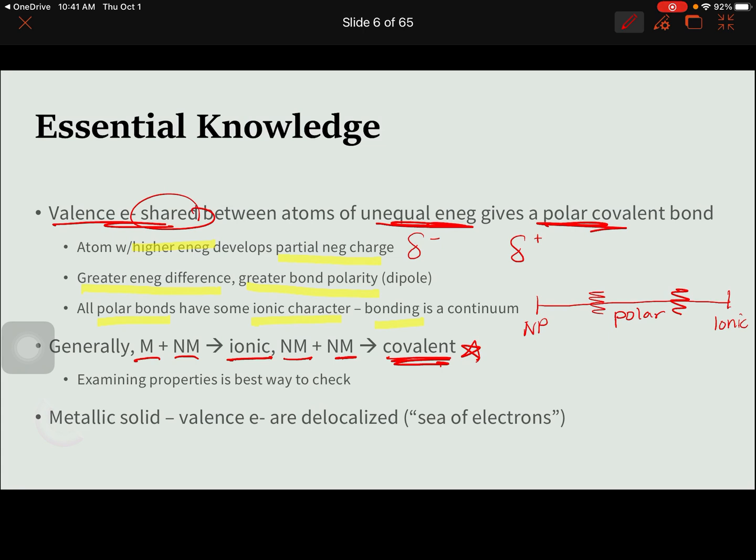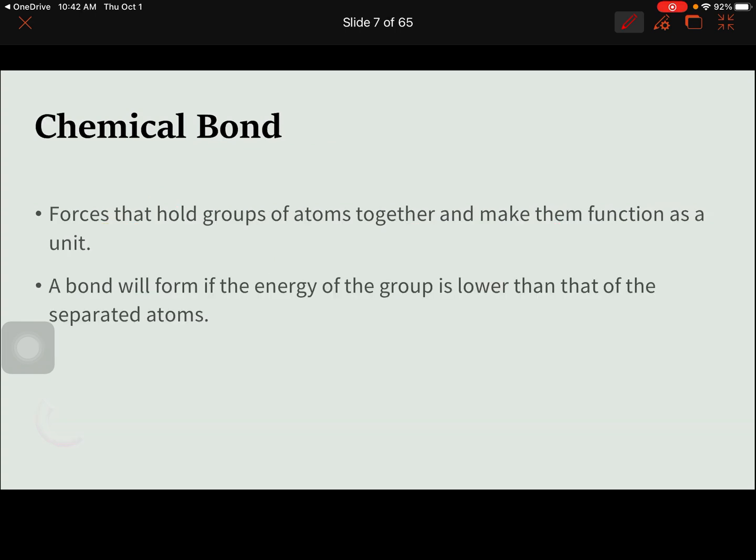The best way to examine this is by going through the properties of those substances. When you're dealing with a metallic solid, we'll talk about metallic bonding, the valence electrons are delocalized, meaning they're not isolated in place. They're floating around the whole surface of the metal. That's that sea of electrons concept we looked at in Regents chemistry.